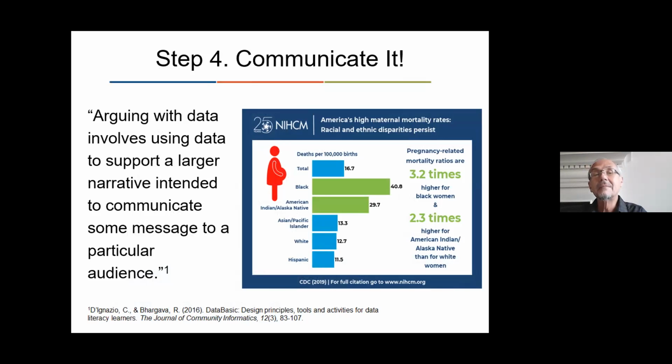Communicate it. Arguing with data involves using data to support a larger narrative intended to communicate some message to a particular audience. You've got to know your audience, and you've got to be able to put the data in a way that will speak to that audience.